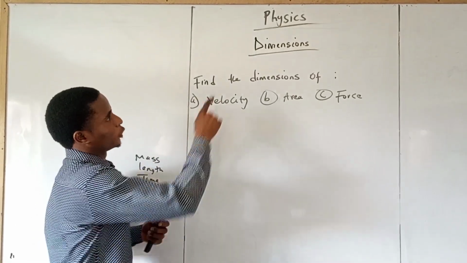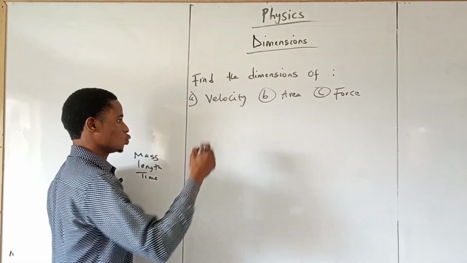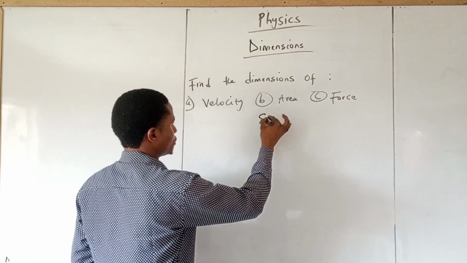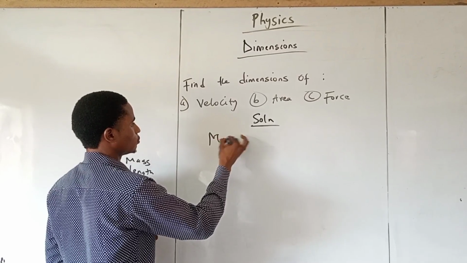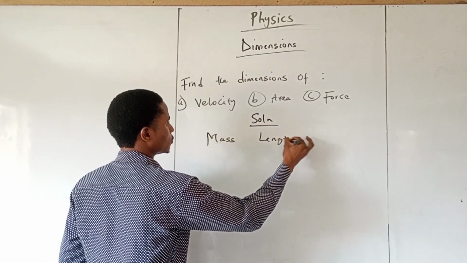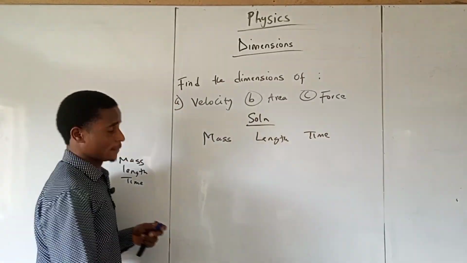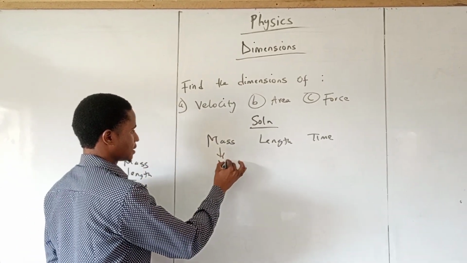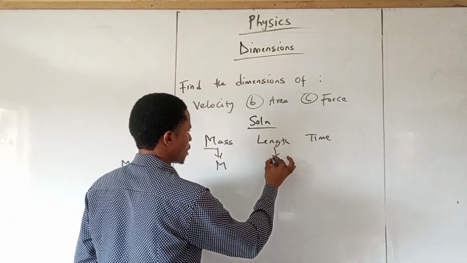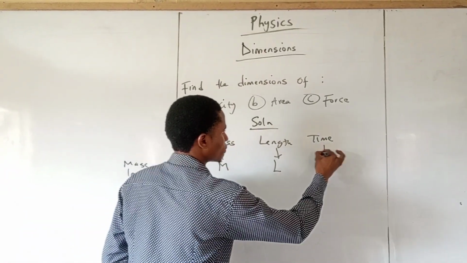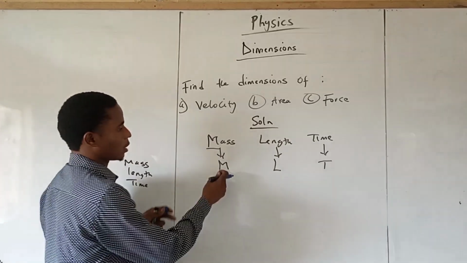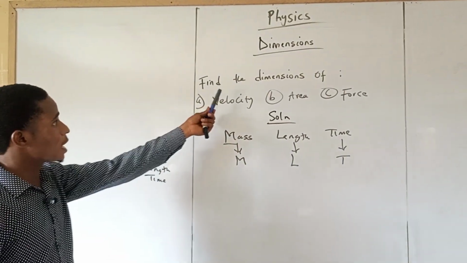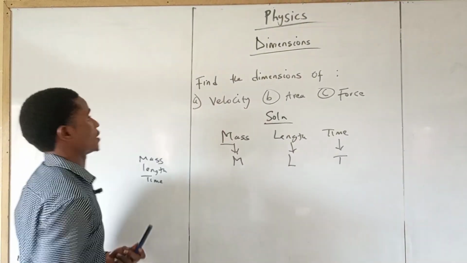Now, remember, for you to solve anything concerning dimension, we have three fundamental quantities to use and solve any problem. And they are the mass, the length, and the time. How are you going to use them? We take the first letter from each of these words. Under mass, we have letter M. Under length, we have the letter L. And under time, we have letter T. So it now becomes MLT. So we are going to use these three fundamental quantities to express the dimension of velocity and the rest of them.